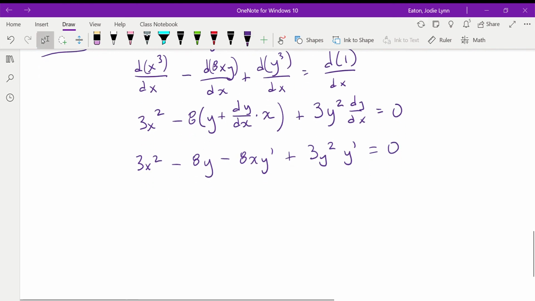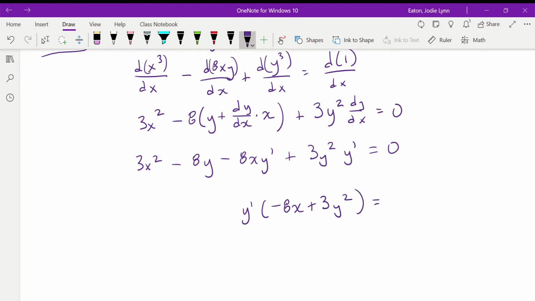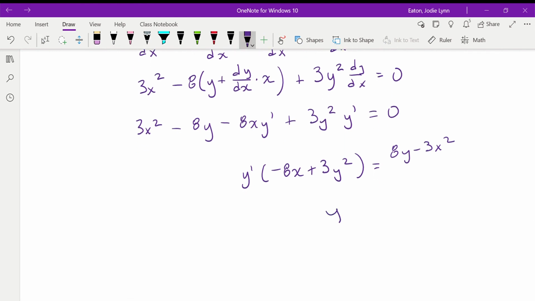We're going to get everything on one side and simplify here. So we get y prime times negative 8x plus 3y squared is equal to negative 3x squared plus 8y, so we're going to do 8y minus 3x squared. Now dividing, we get y prime equals 8y minus 3x squared over 3y squared minus 8x.